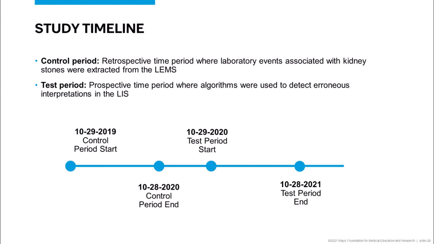The test period was the 1 year period in which our algorithms were used to detect incorrect results in our laboratory information system. If an incorrect interpretation was detected in the LIS by our algorithms, a laboratory event would be entered into our laboratory event management system. This way we could compare the number of events prior to and post-implementation of our AI-based quality assurance program.